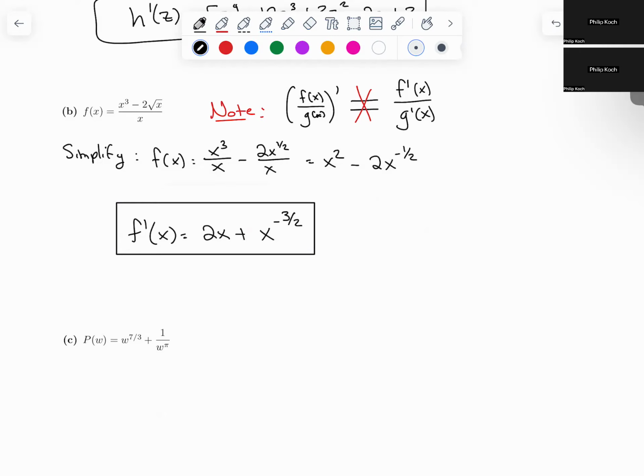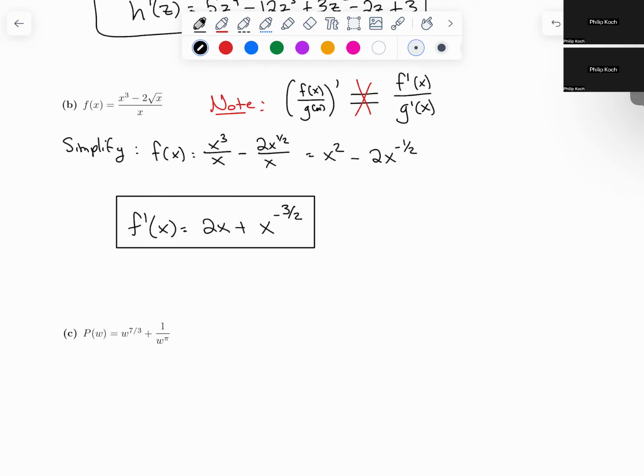Yes, excellent point. I don't believe in that rule where you have to write your answers with positive exponents. That's a BS rule. That's just making you do something that's unnecessary in mathematics. That's an old relic of when we didn't have calculators, and teachers still don't want to deal with it. You can write it as a negative exponent. In my class, that's fine. Excellent point.